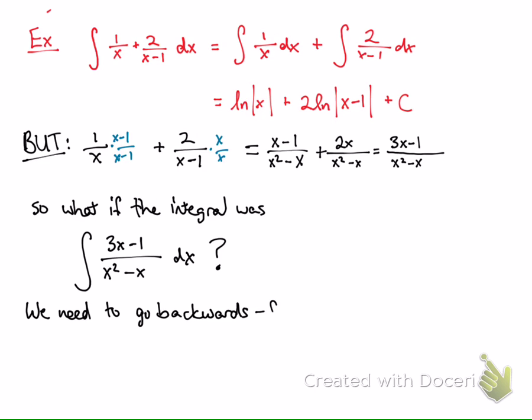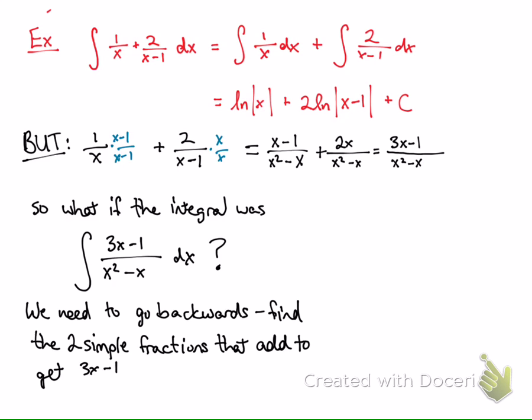We need to find a way to go backwards. Find the two simple fractions that added up to give me this one. Once I find those simple ones, I can do the integral easily. So I'm going to show you the procedure here. We'll see it more in class. I really encourage you to read the book.